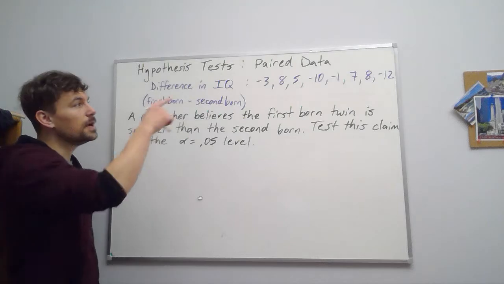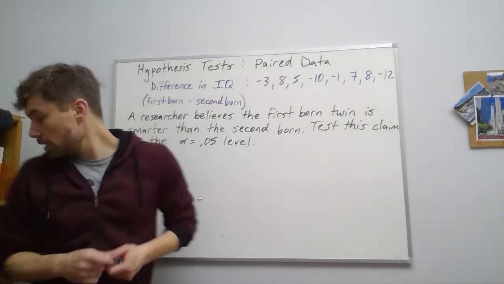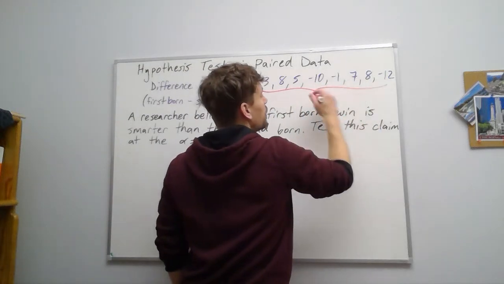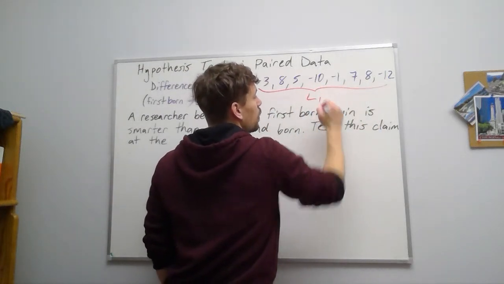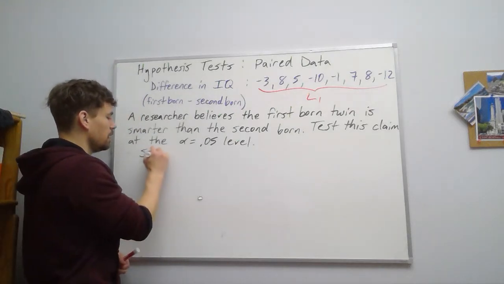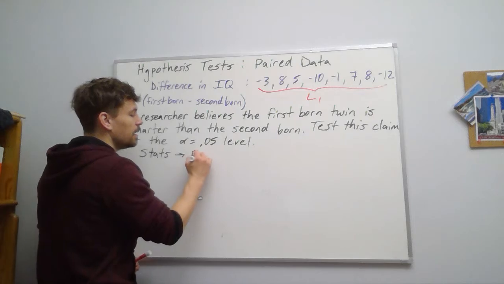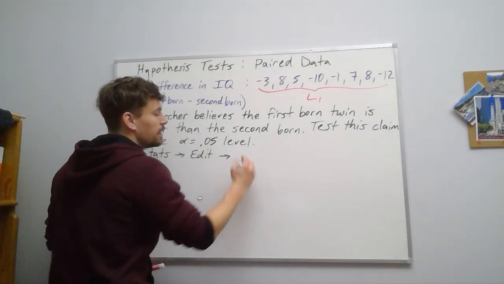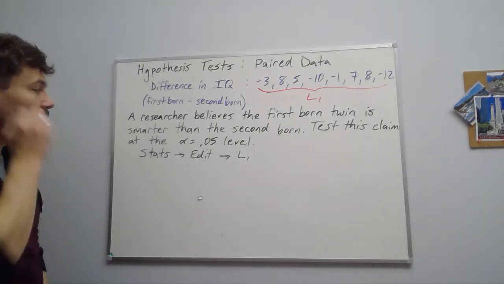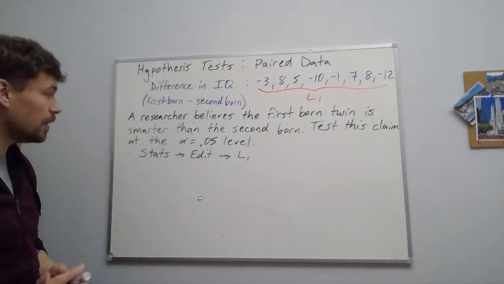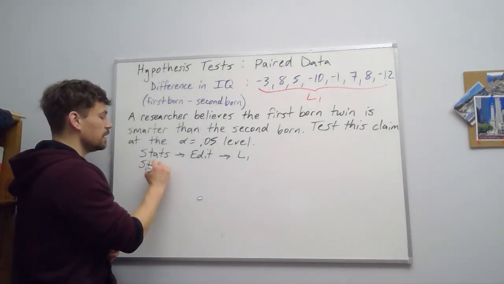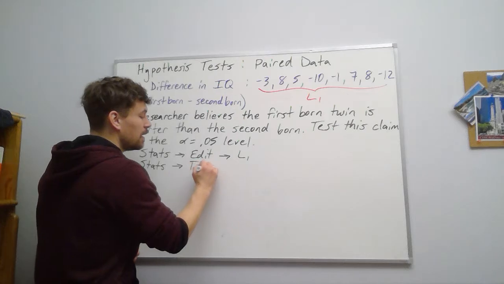For starters, we would want to put all of those different values into a list. So we're going to put this into, say, list 1. You can just do stats, edit, and then put those values in list 1. Once those values are in list 1, we're going to go back to stats. We're going to go to tests.